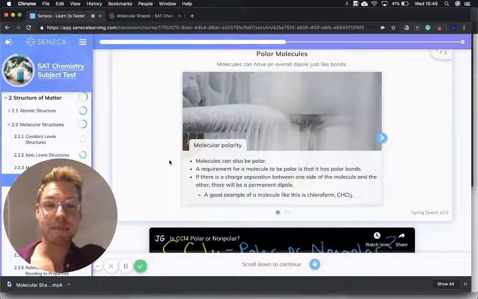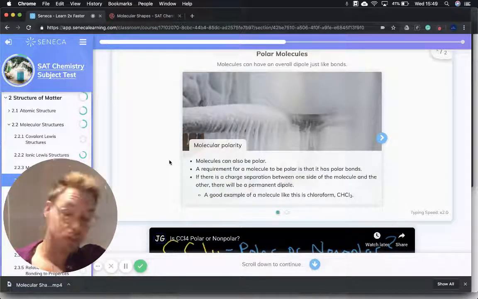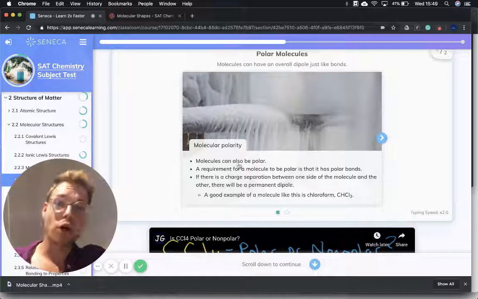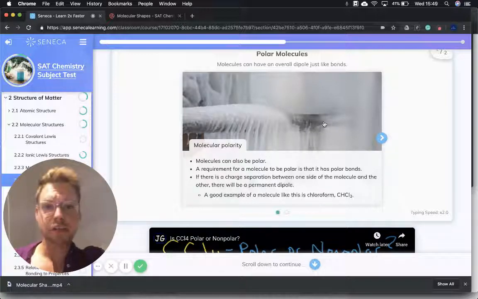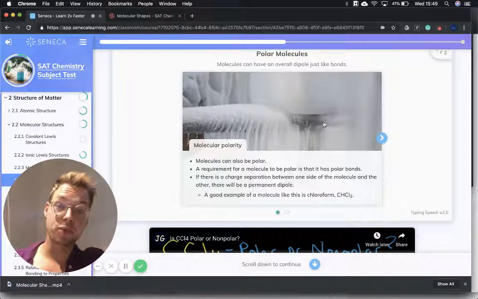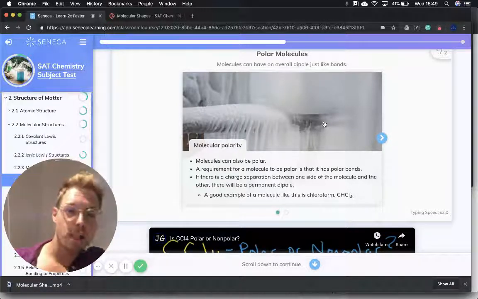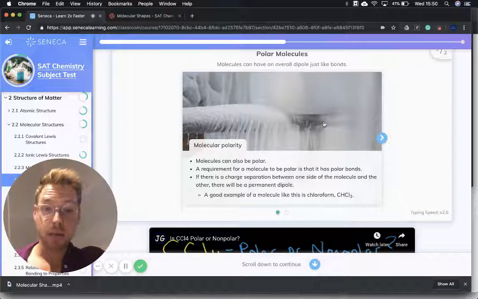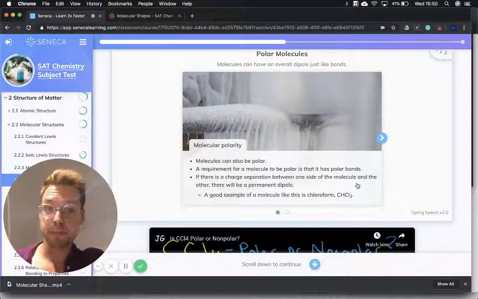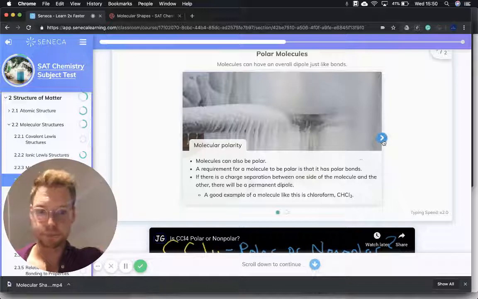So let's go over molecular polarity. Molecules can also be polar. A requirement for a molecule to be polar is that it has polar bonds. If there is a charge separation between one side of the molecule and the other, there will be a permanent dipole. A good example is chloroform, CHCl3. The C-Cl bonds are going to be polar, the C-H bond will be non-polar, but the molecule overall will be polar.